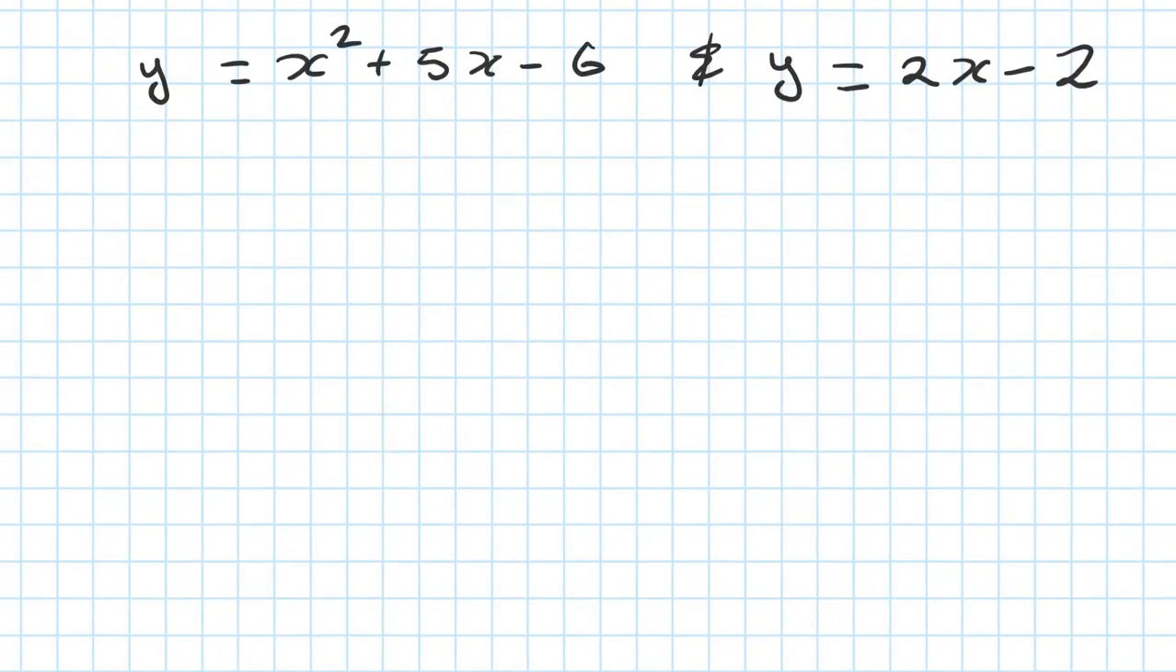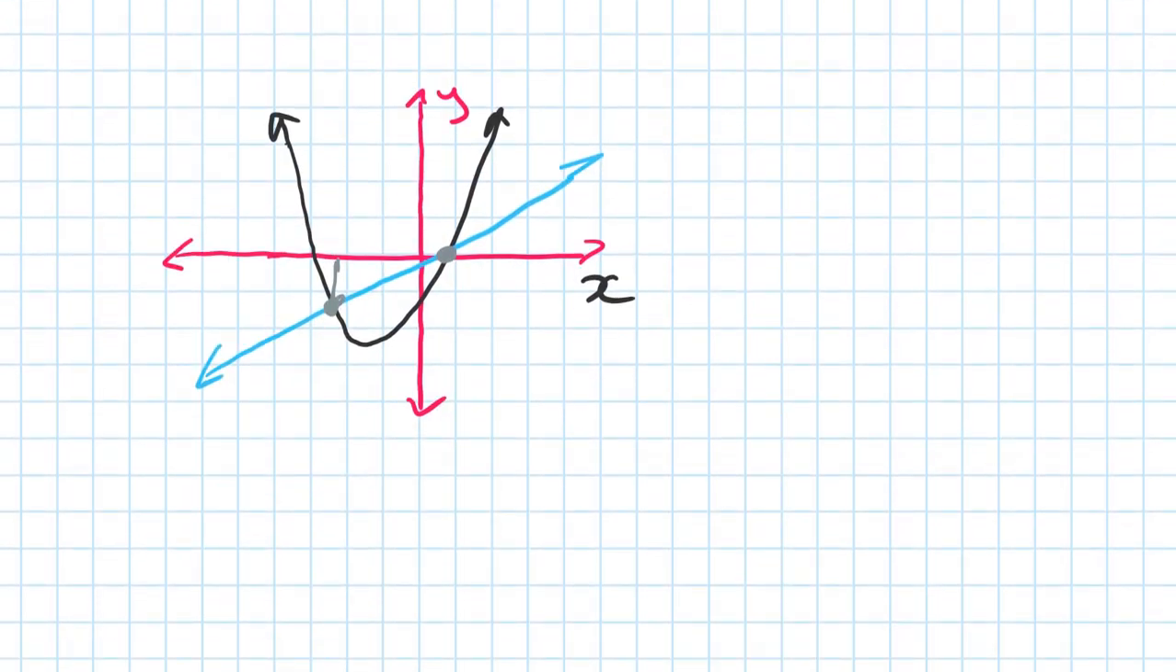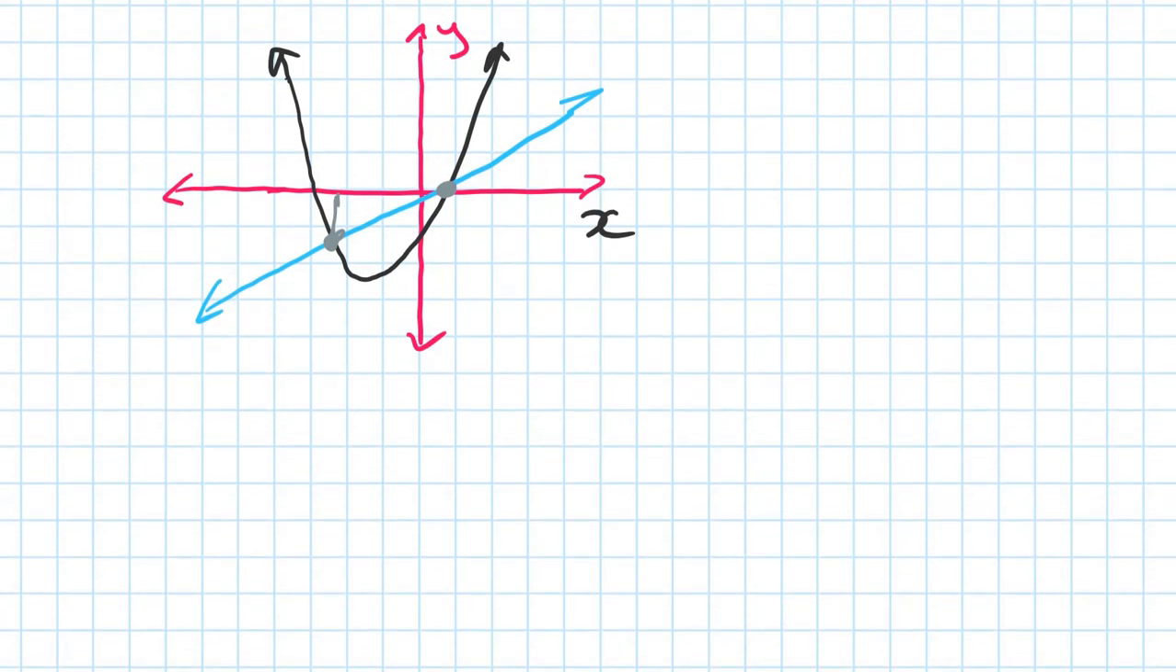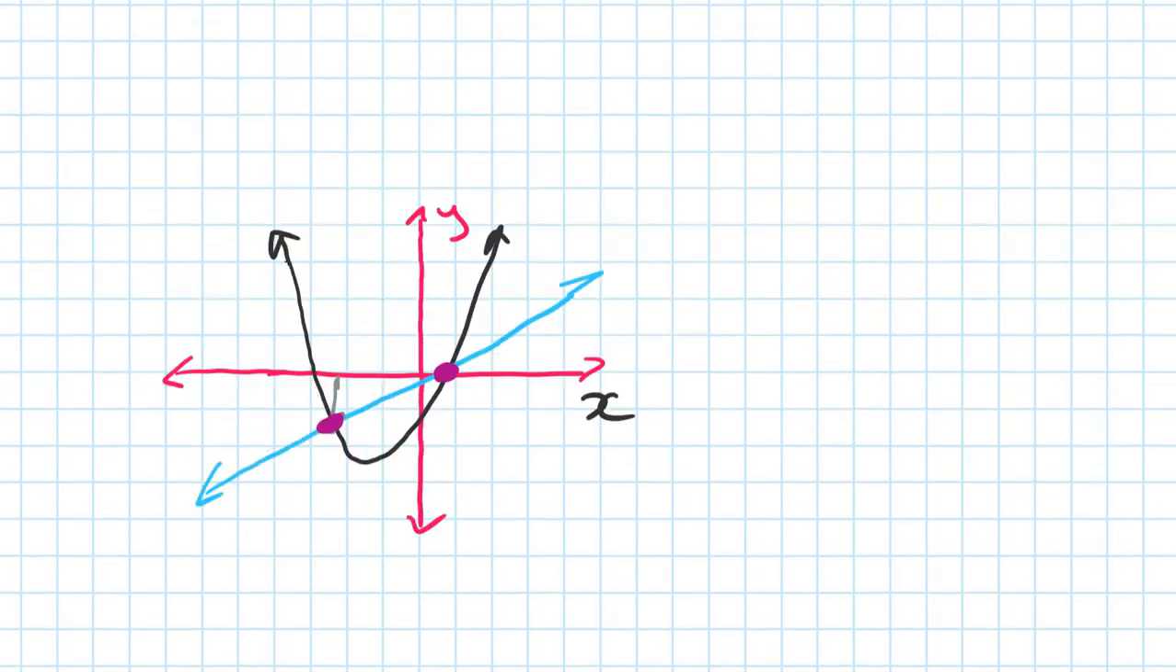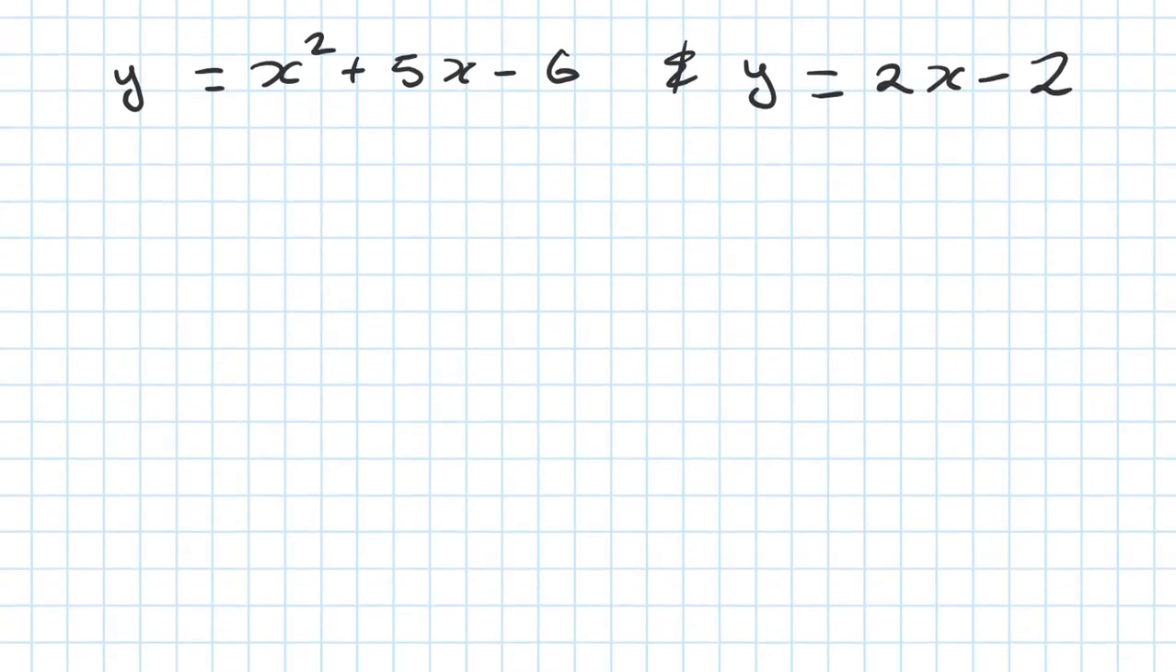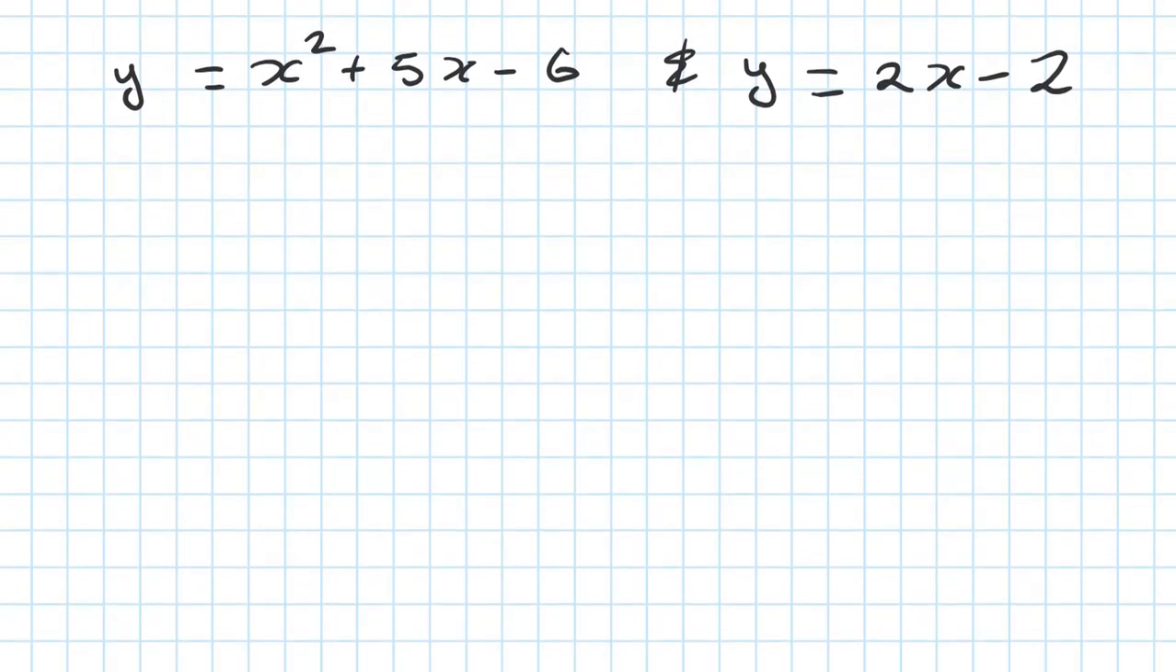Now we have y equals x squared plus 5x minus 6 and y equals 2x minus 2. If we draw, this is what it looks like. What we're looking for, of course, is the points of intersection, which is this point and this one. So we look for the x and y values at these points. We're going to solve it simultaneously using substitution, because y equals something and y equals something. So we're going to replace y on this.